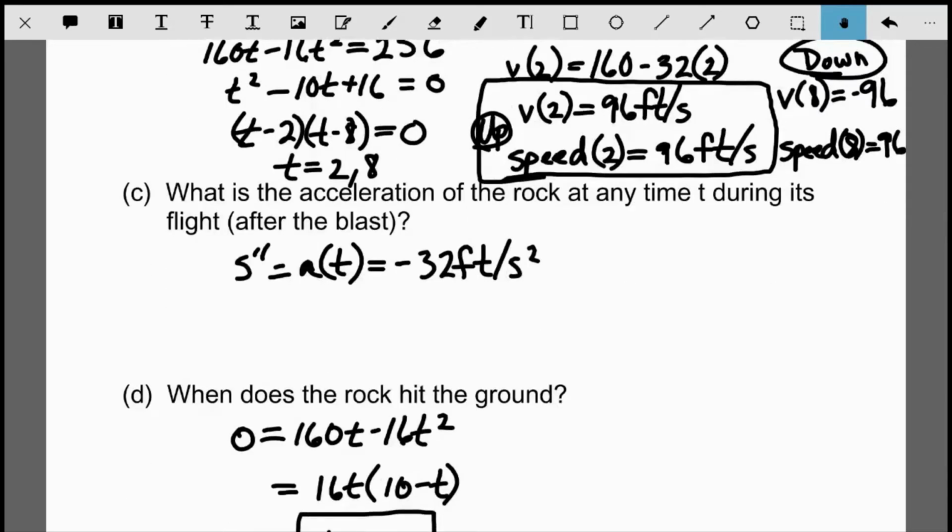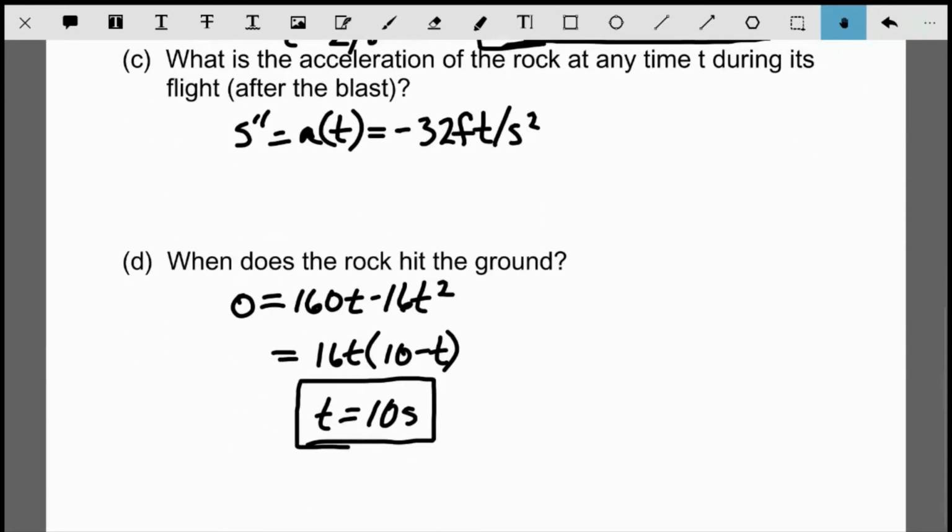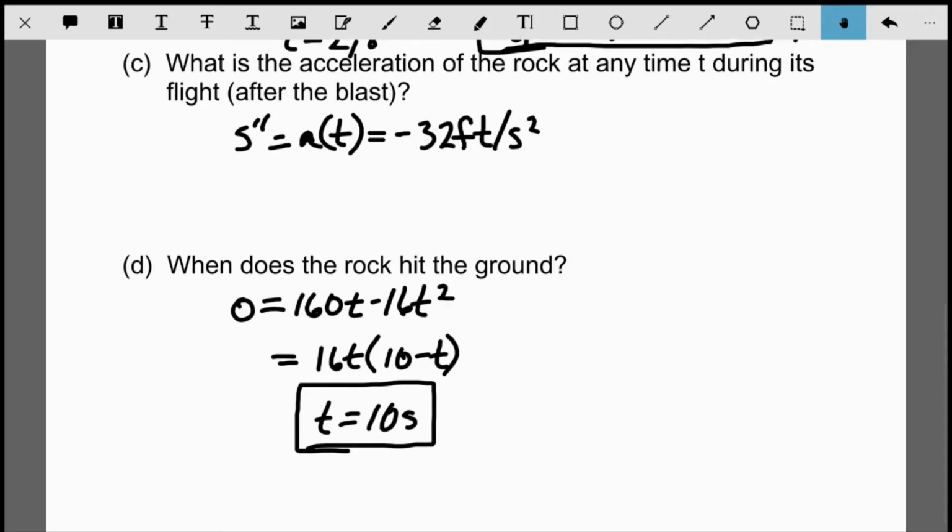Part C, what's the acceleration of the rock at any time? That's just the second derivative, negative 32 feet per second squared, very simple. And part D is really pure algebra. When does the rock hit the ground? So when's the position 0? So you factor this out, you get actually 2 points in time. Time is 0 and time is 10. We know time is 0 is our initial time. So that means time is 10 would be the time when we hit the ground.